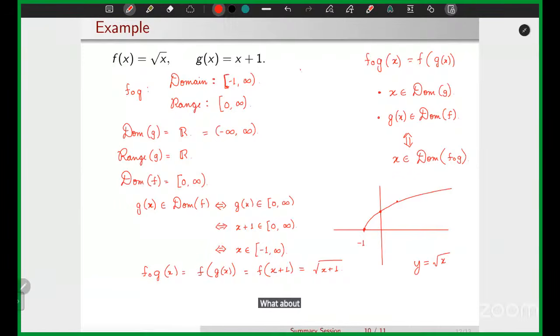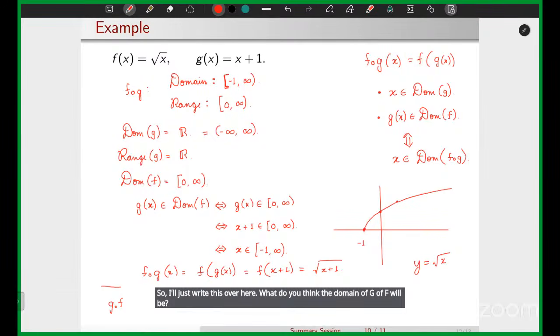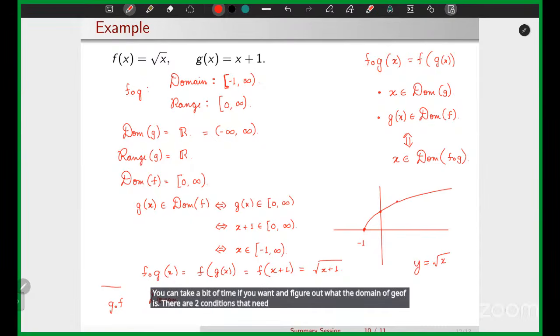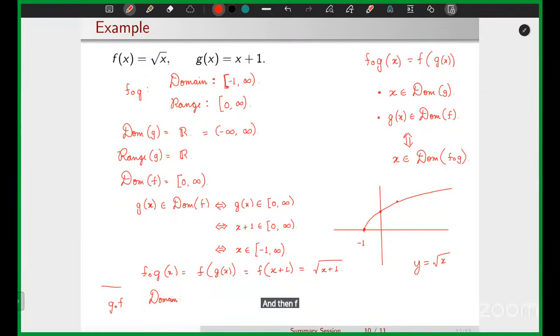What about G of F? I don't know if there's enough space to solve the whole thing, so I'll just write this over here. What do you think the domain of G of F will be? You can take a bit of time if you want and figure out what the domain of G of F is. There are two conditions that need to be checked. One is that x is in the domain of F, and then F of x is in the domain of G.